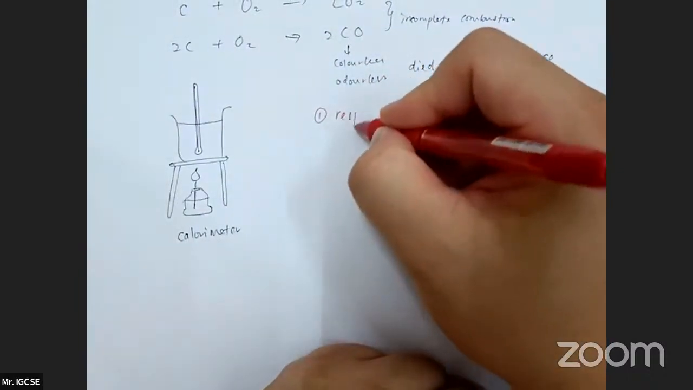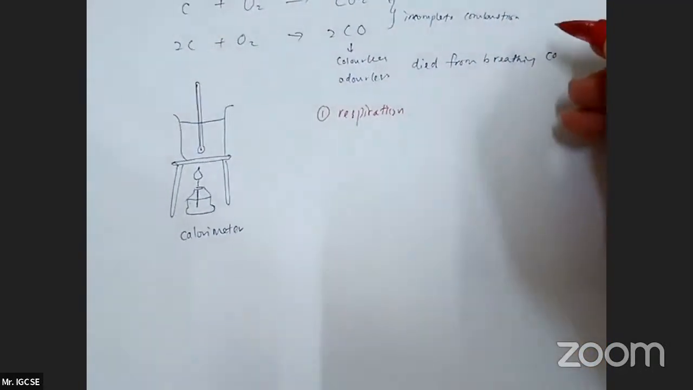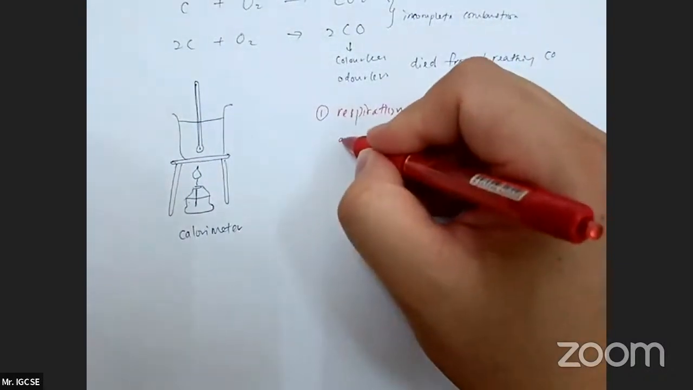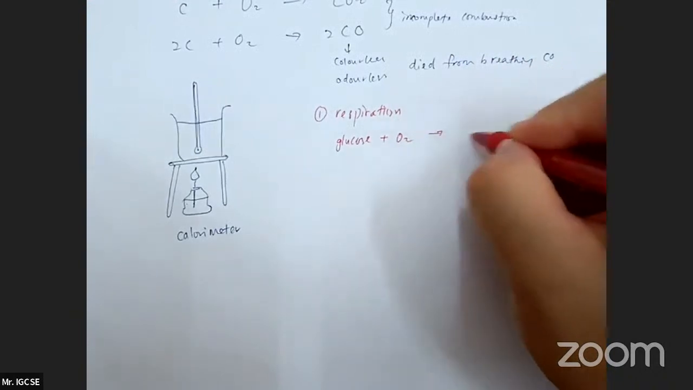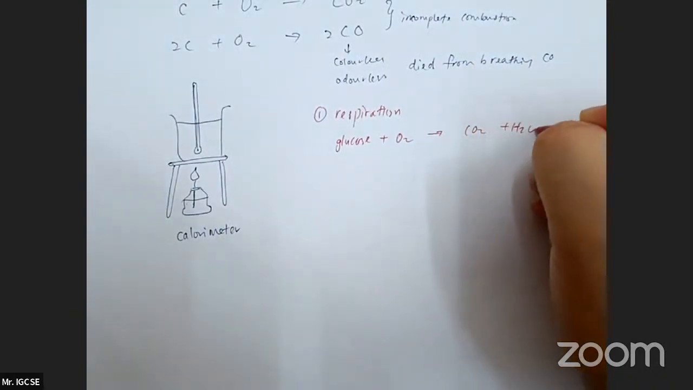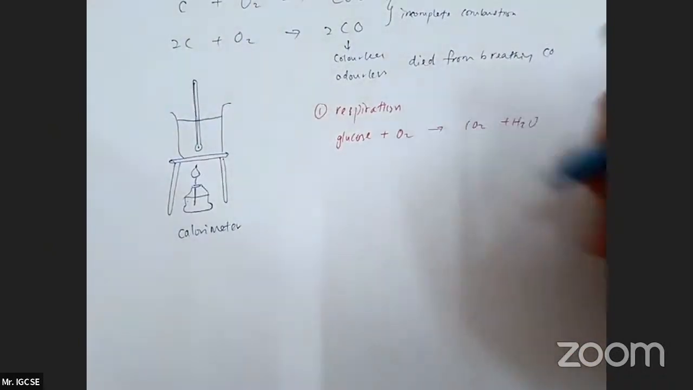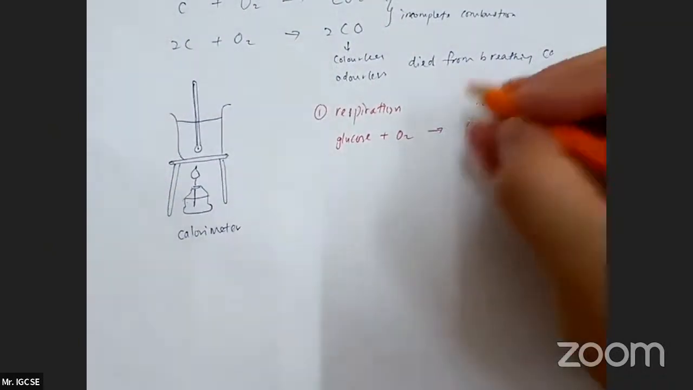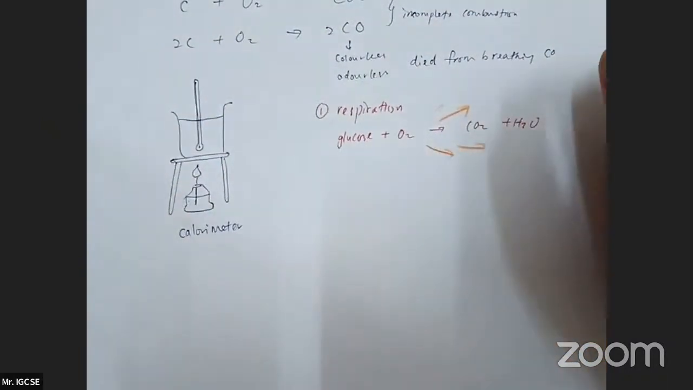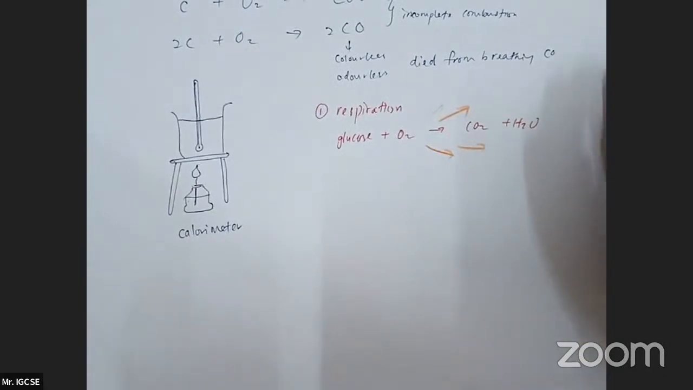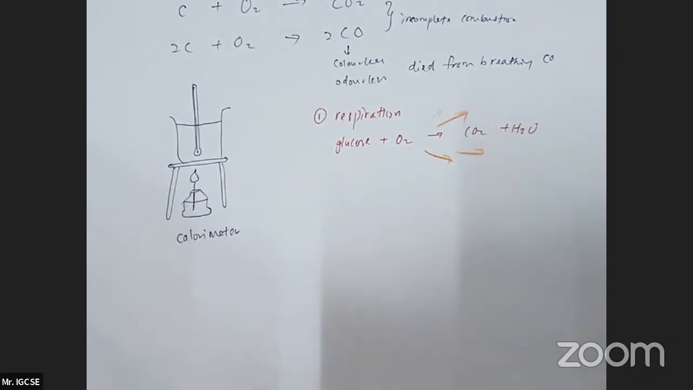Number one is respiration. As compared to photosynthesis, this is just the opposite. There will be the glucose in the food plus the oxygen will become CO2 plus H2O water. So in between here, a lot of energy will be released. Okay, so we can use the energy to run, to breathe, to think. Okay, next one will be oxidation.